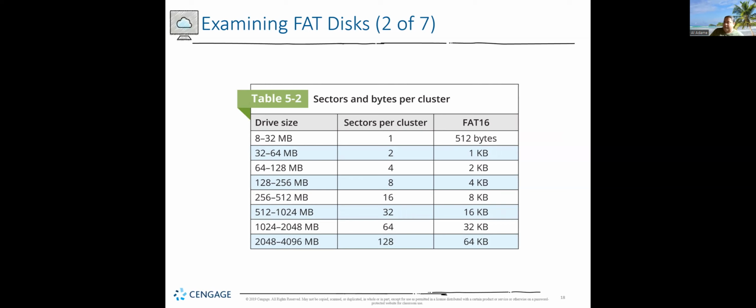But anyways, 128 to 256 megabytes: 8 sectors per cluster or 4 kilobytes on FAT16. 256 to 512: 16 sectors per cluster at 8 kilobytes on FAT16. 512 megabytes to a gig: 32 sectors per cluster at 16 kilobytes. 1 gig to 2 gigs: 64 sectors per cluster at 32 kilobytes on FAT16. 2 gigs to 4 gigs: 128 sectors per cluster at 64 kilobytes on FAT16.